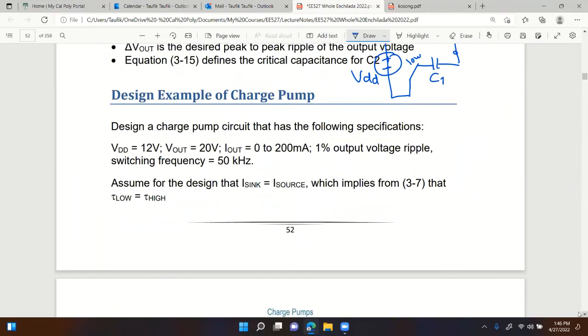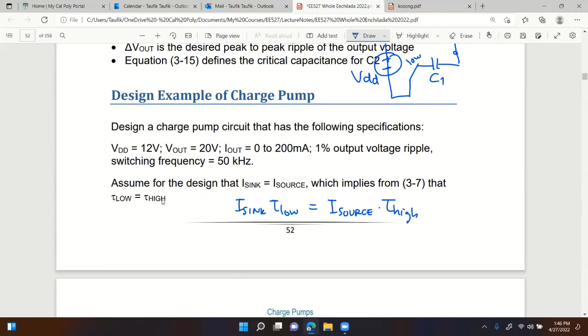Design example of a charge pump. Design a charge pump circuit that has the following specifications: VDD 12 volts, V out 20 volts, I out 0 to 200 milliamps, 1% output voltage ripple, switching frequency of 50 kilohertz. Assume for the design that I sink is equal to I source, which implies from equation 37 that tau low is equal to tau high, right? Remember, I sink times tau low is equal to I source times tau high, right?